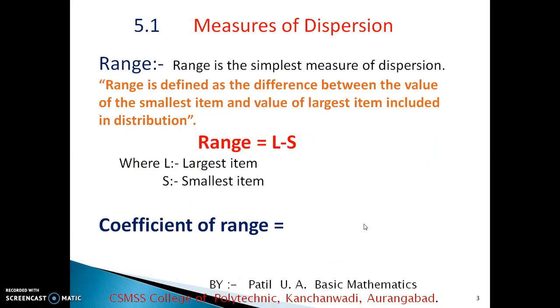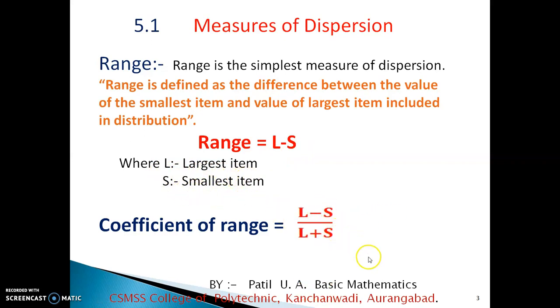Next, measures of dispersion. Range. Range is the simplest measure of dispersion. Range is defined as the difference between the value of the smallest item and the value of the largest item included in the distribution. Formula of range: Range equals L minus S. What is L? L is the largest item, S is the smallest item.